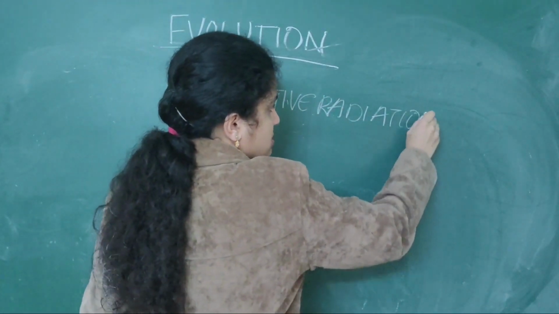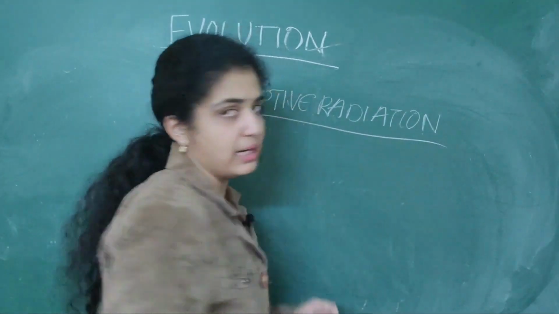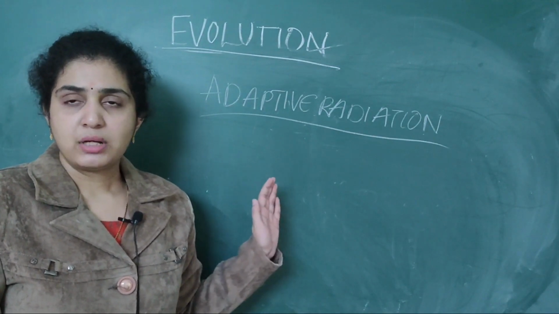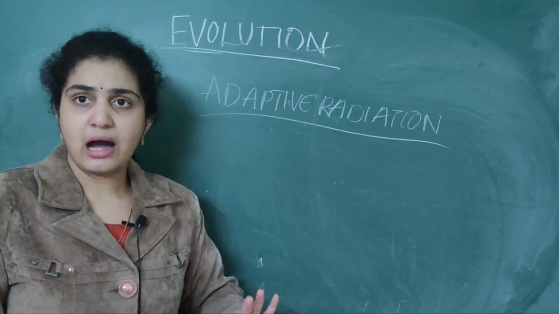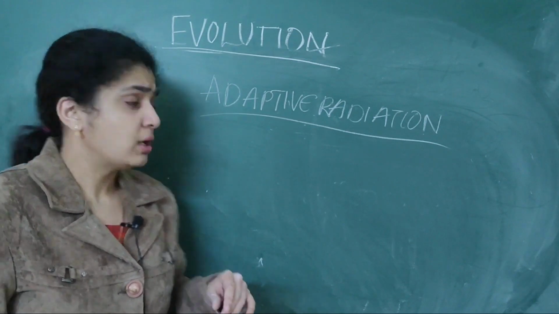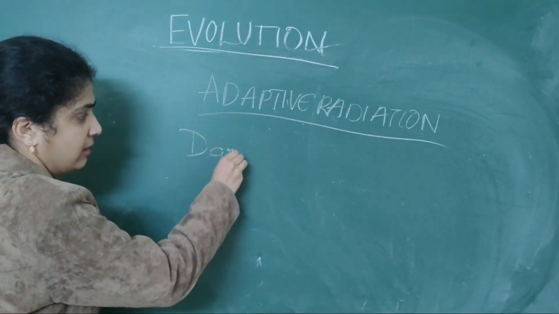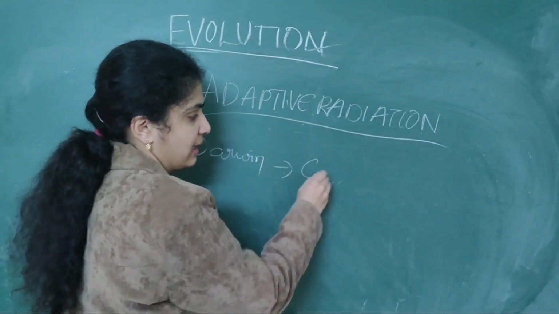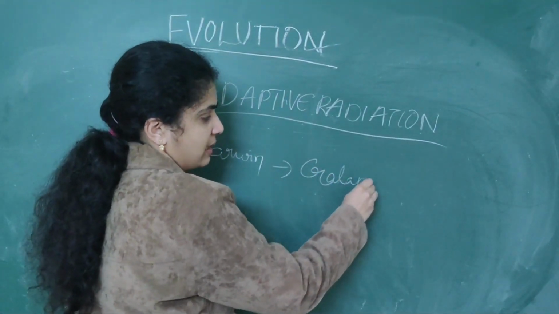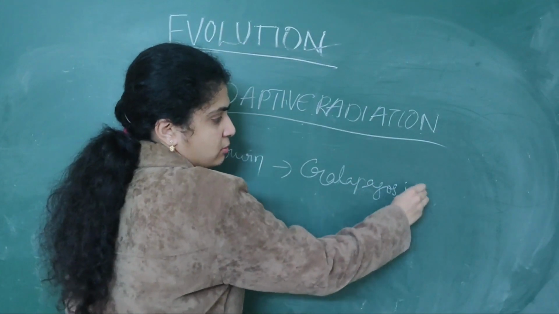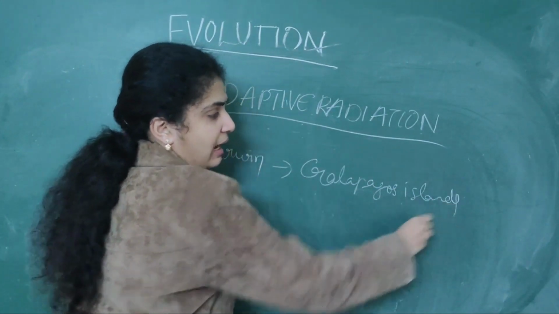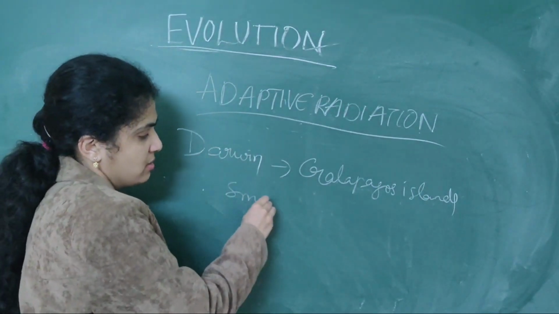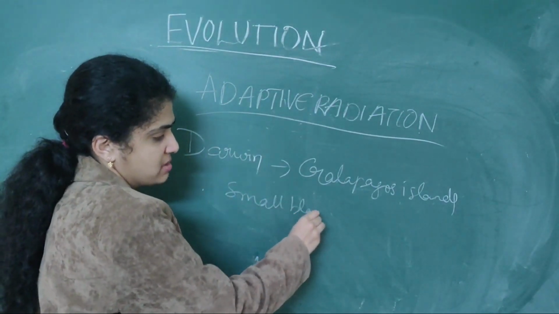In this process called adaptive radiation, again Darwin, for everything Darwin only. Darwin went on a tour to the Galapagos Islands. There he identified small black birds.